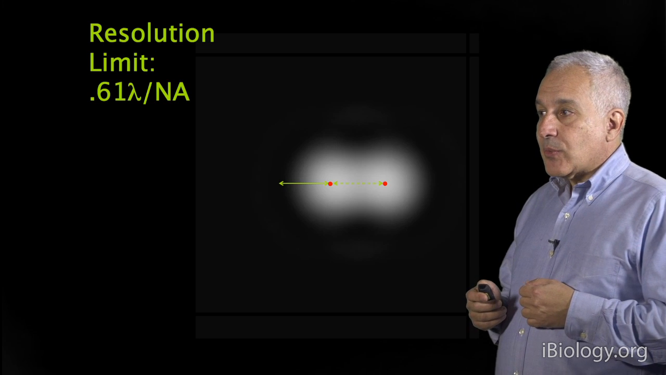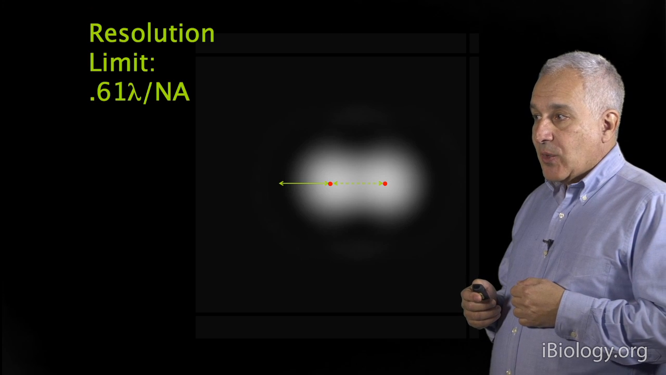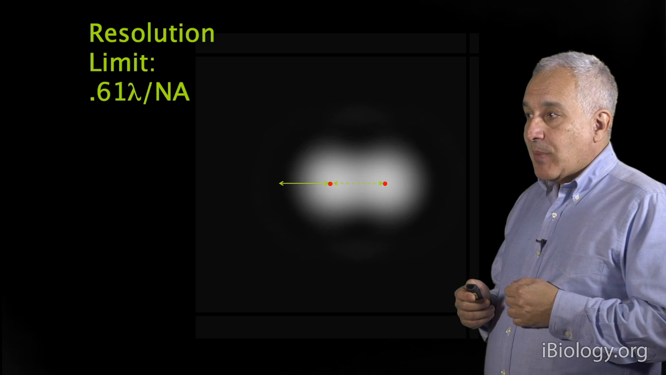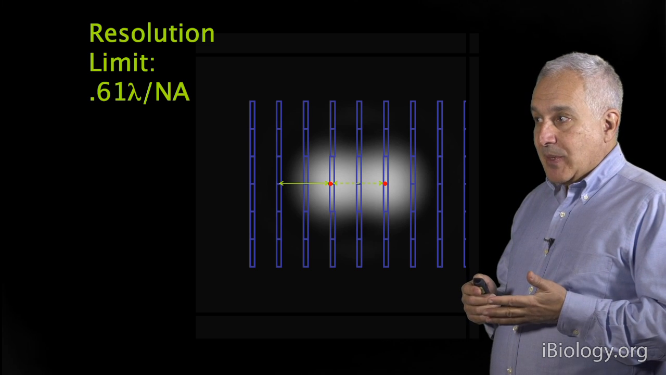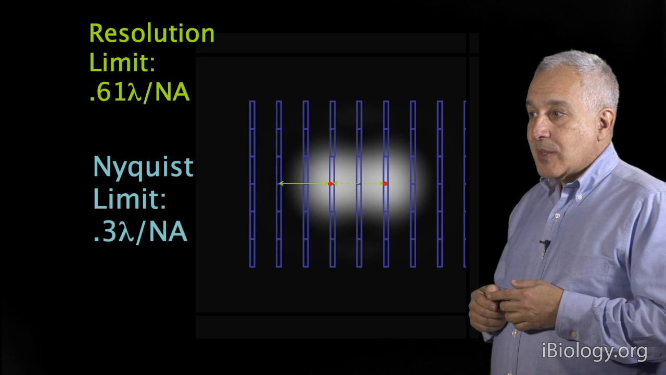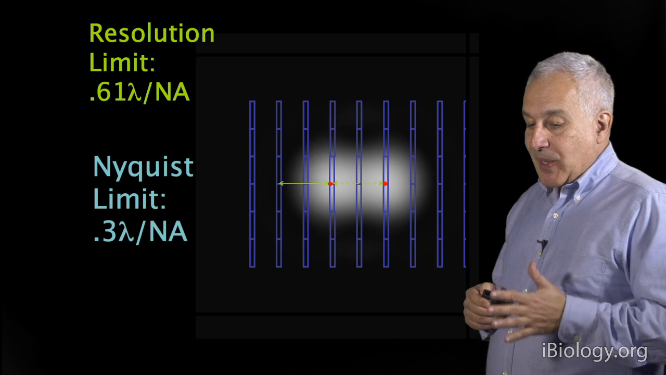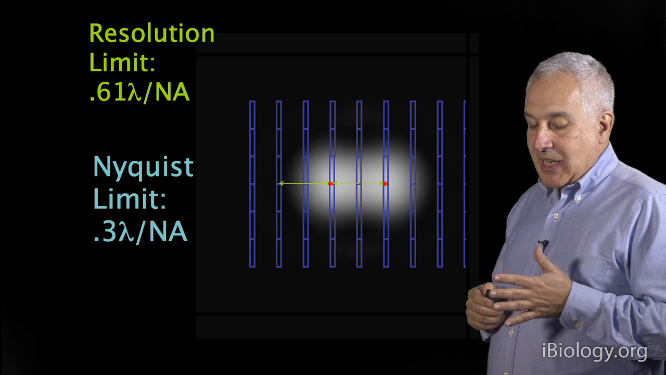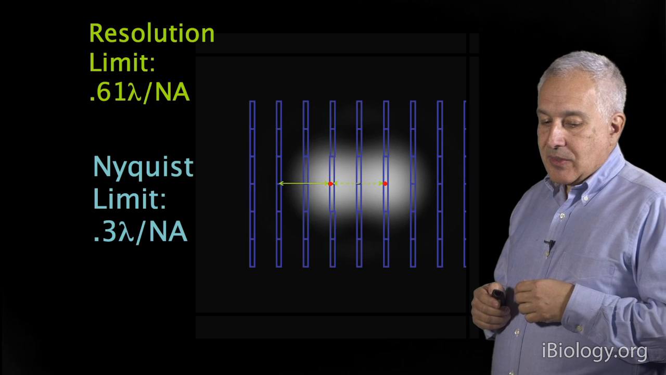So in the case of the resolution limit of light, which is 0.61 lambda over NA, there are those two spots. They're separated by 0.61 lambda over NA. If you want to resolve them, you're going to have 2 pixels between them. So the Nyquist limit is 0.3 lambda over NA.